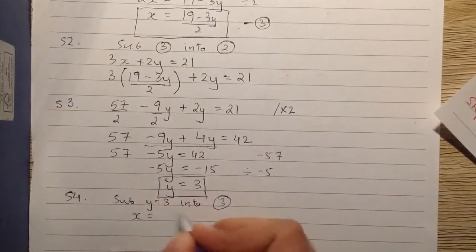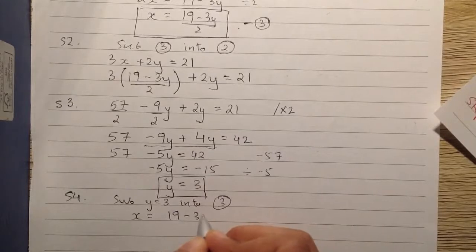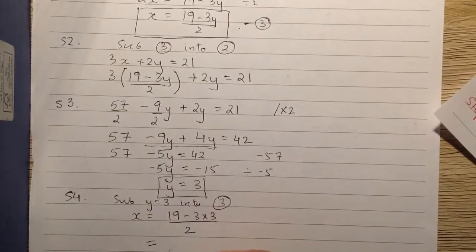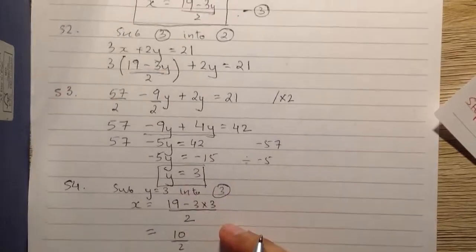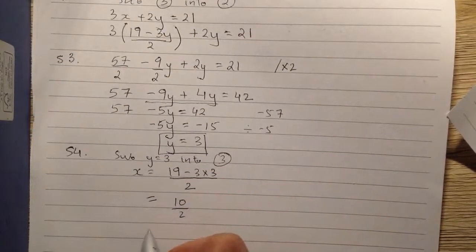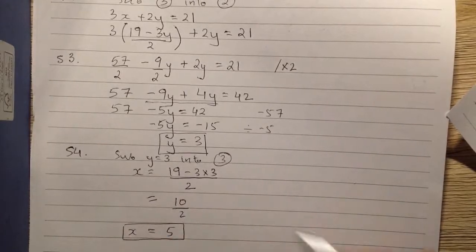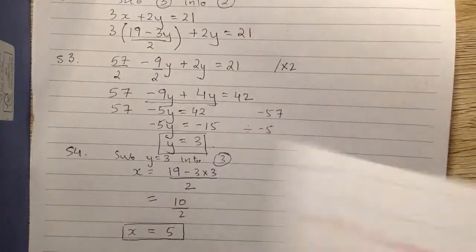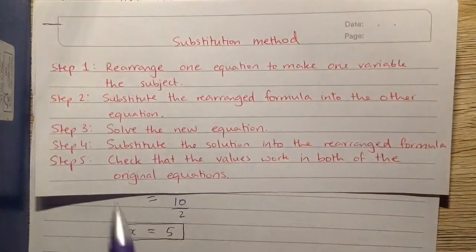So x equals 19 minus 3 times 3 over 2. 19 minus 9 gives us 10 divided by 2, which is 5. So now we have our two solutions, y equals 3, x equals 5. And the last step we have to do is check that the values work in both of the original equations.